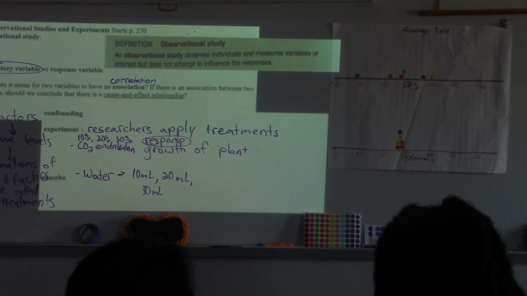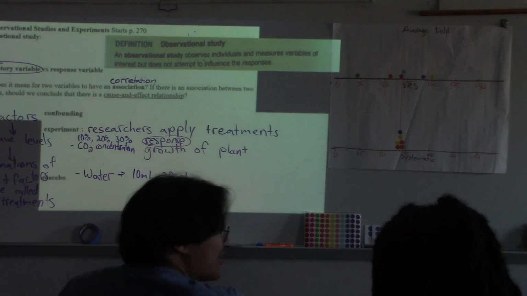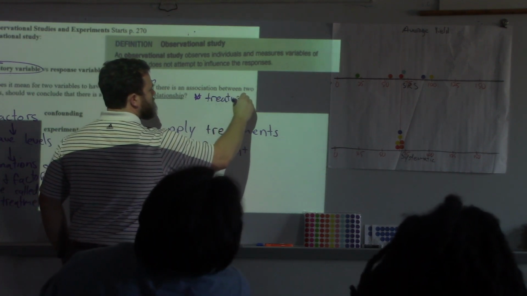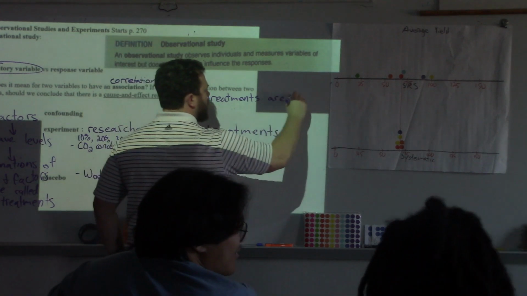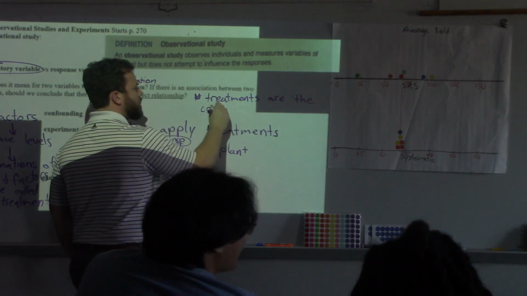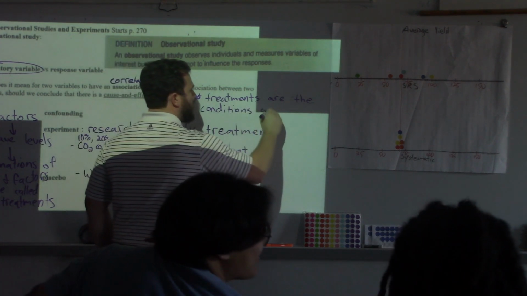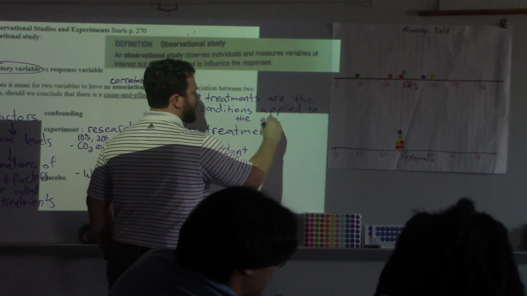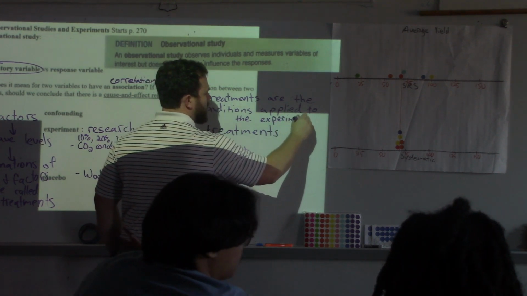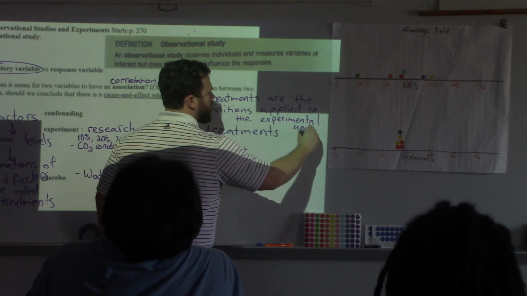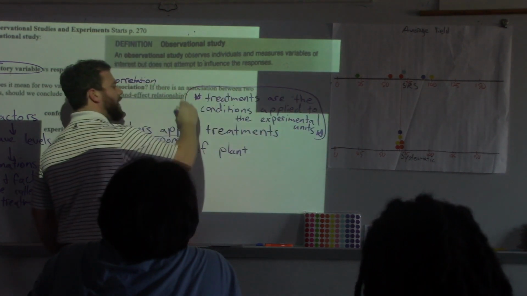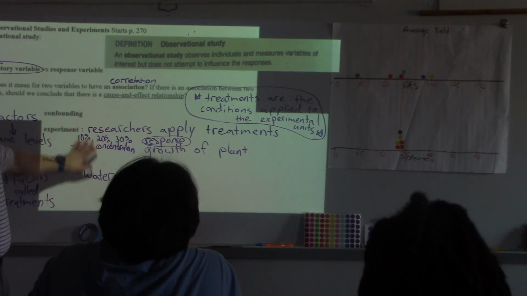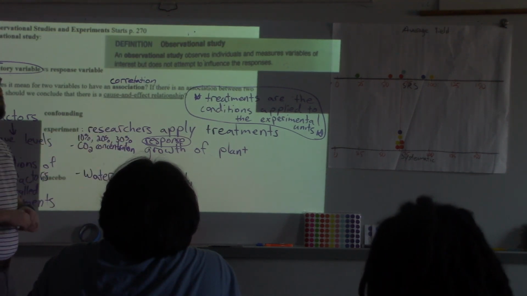The treatments are the conditions applied to the experimental units. What do you think I mean by experimental units? Not changing units, it's not a variable. What would be the experimental units that I'm applying these treatments to? Plants, or plant seeds, right?